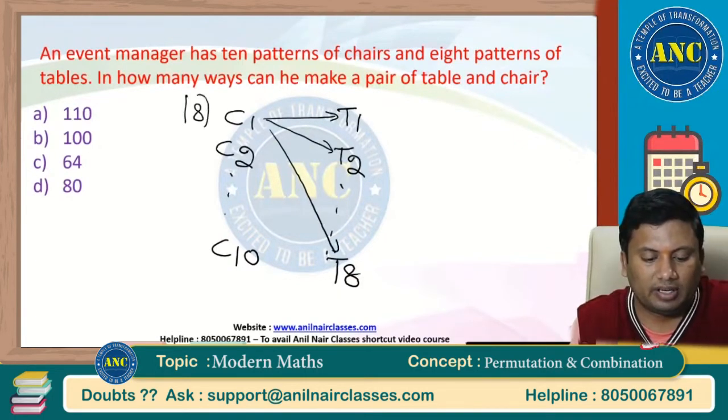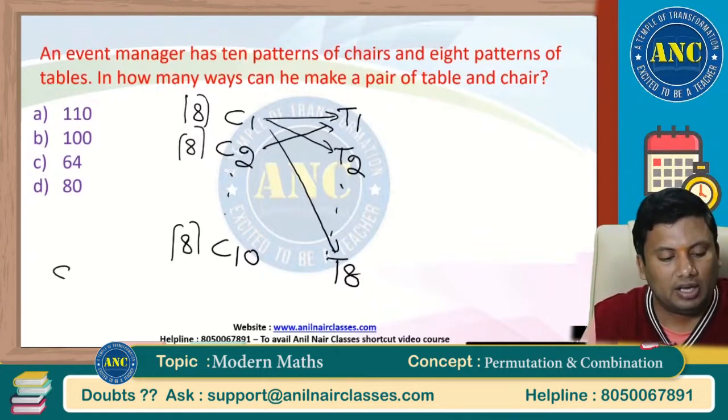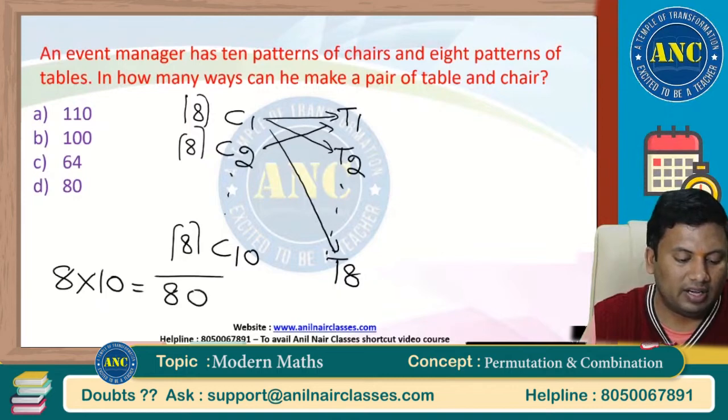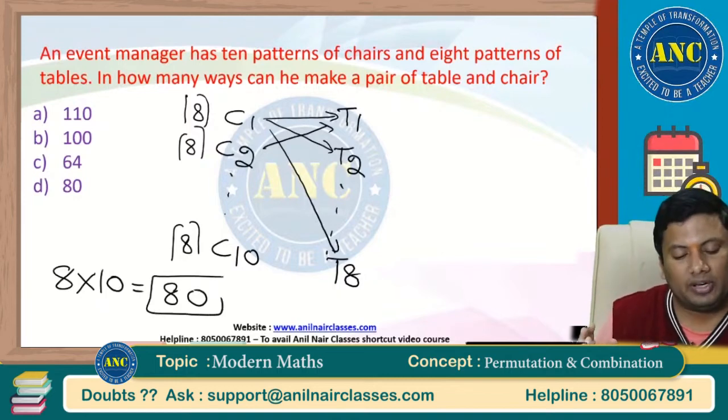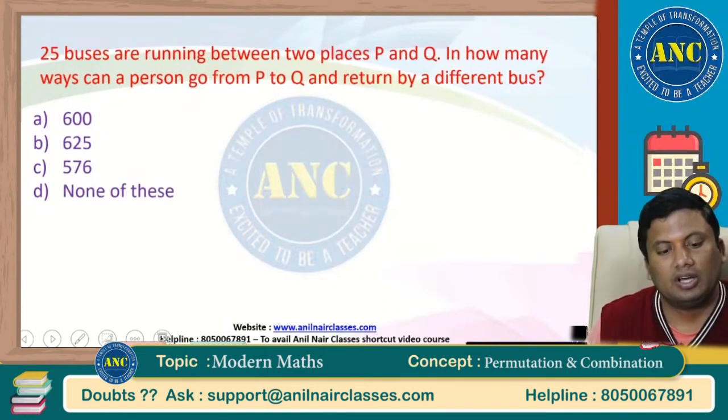C2, T1 can come, C2, T2 can come. Again 8 combinations I will get. Totally 8 combinations will come from 10. So 8 into 10. Answer is nothing but 80. Very, very easy question. Fundamental principle of multiplication. Next one.